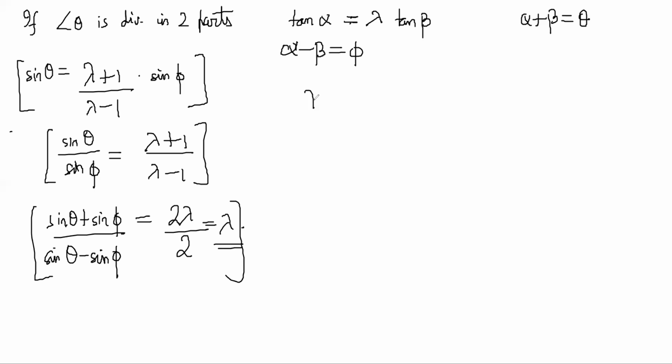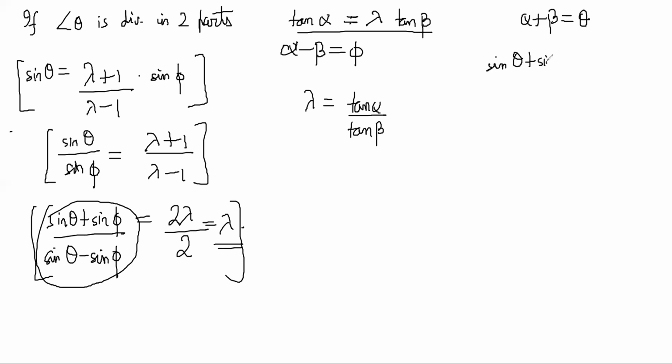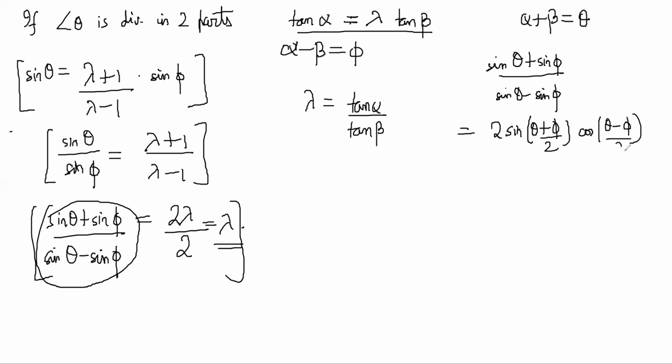So what is lambda? Lambda is tan alpha by tan beta. Let's do this calculation. So sine theta plus sine phi by sine theta minus sine phi is equal to, on top, 2 sine of (theta plus phi) by 2 times cos of (theta minus phi) by 2, and at the bottom, 2 sine of (theta minus phi) by 2 times cos of (theta plus phi) by 2.